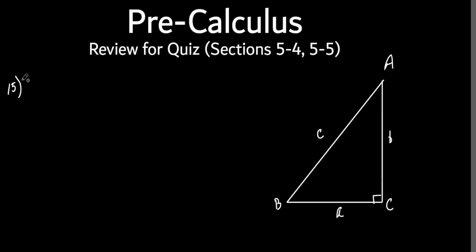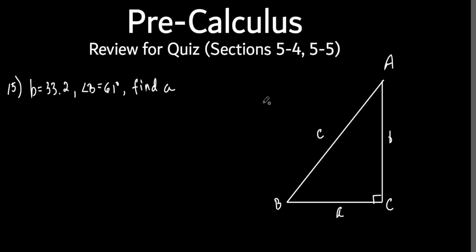All right, so 15 says if B is 33.2, Sam, do you have that, the rest of it? And what else? Angle B is 61. Find side A. All right, so this is what it's going to look like on the quiz. I just got 4 questions. We'll do 2 of them right now, okay? And then we'll go on to 5-5.